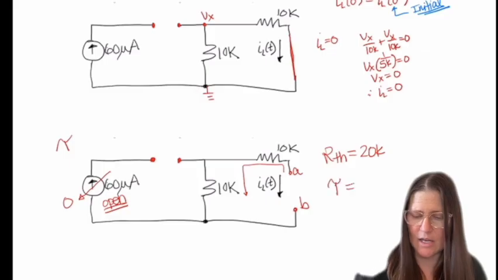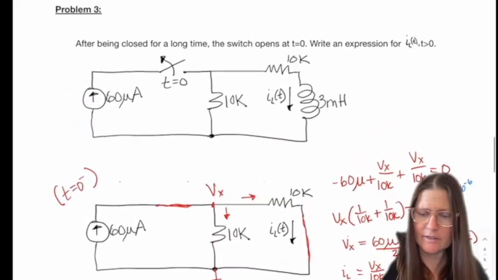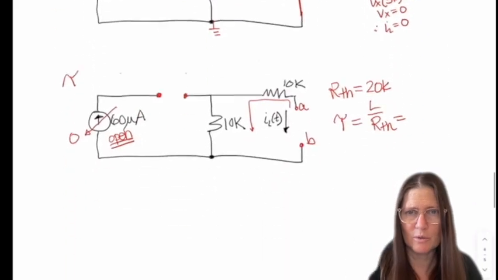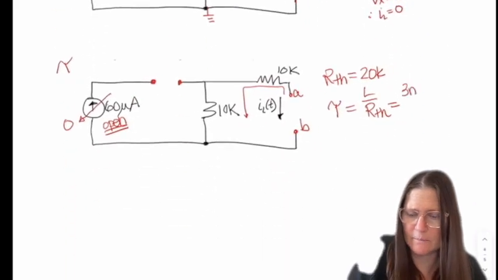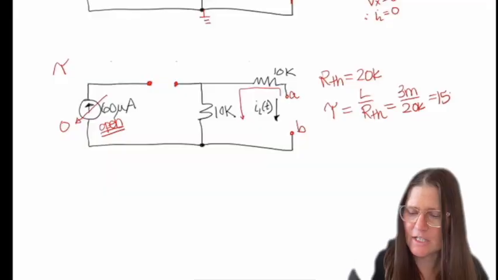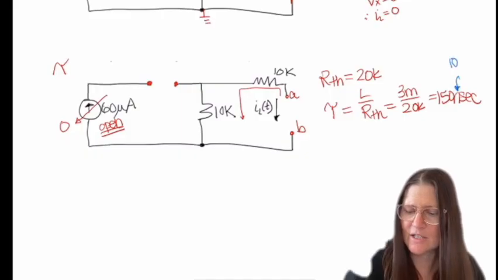And tau then is L over RTH. And we go back and look at L. And L is given as 3 millihenry. So we do 3 milli over 20K. And that ends up being 150 nanoseconds. And remember, nano is 10 to the minus 9.